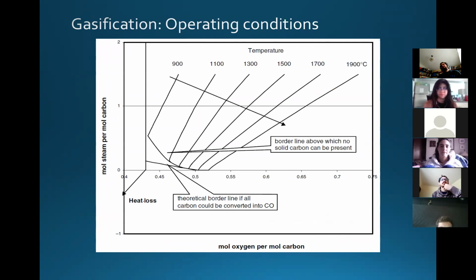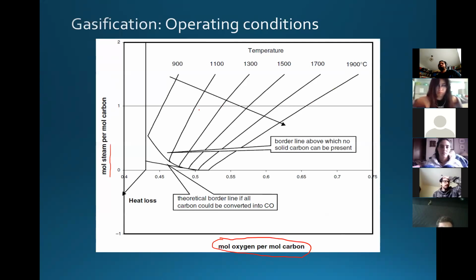This one, what we see here is the difference in how much oxygen we put inside of the gasifier. So here is the mole of oxygen per mole of carbon in the gasifier, and here we have the mole of steam per mole of carbon. We want the y-axis value to be as high as possible, of course. For the mole oxygen per carbon, it doesn't matter exactly at what point it is, as long as it's the highest amount.